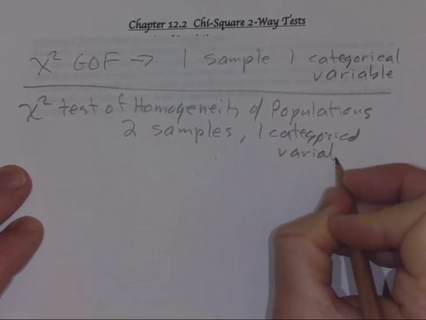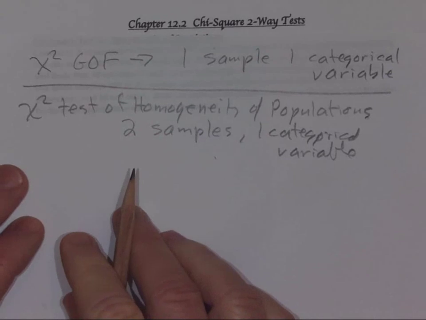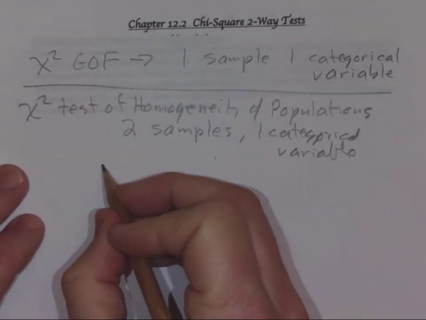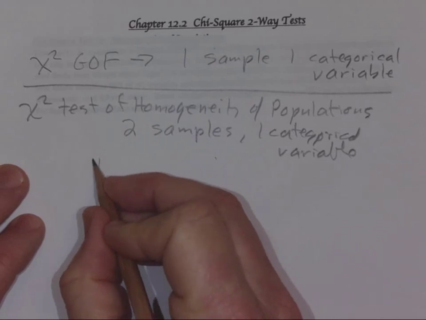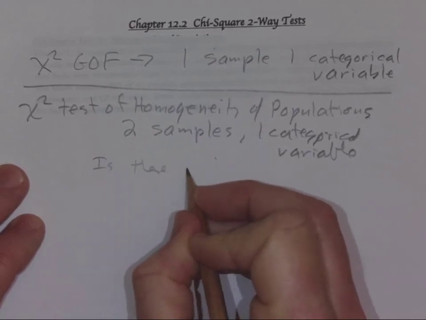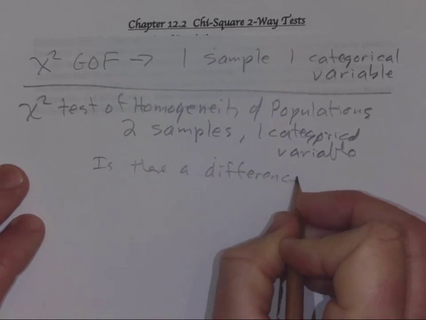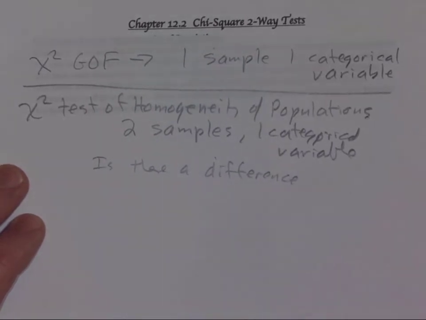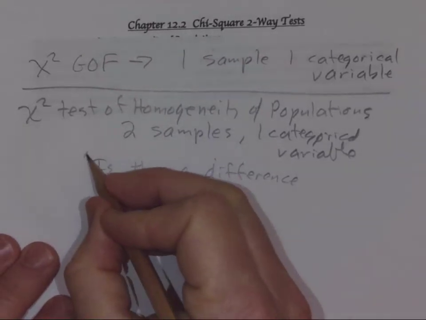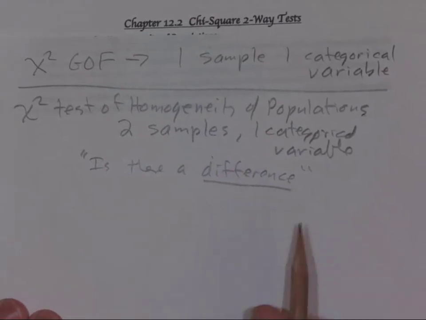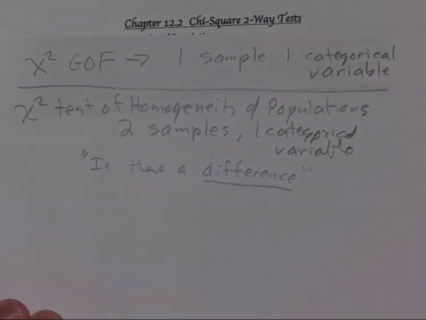And so the big word you're looking for here is, it'll ask the question, is there a difference? Is there a difference between the two populations, between the people of Alabama and the people of Mississippi in regards to a categorical variable, in regards to their religion or their political party affiliation? So, is there a difference? That's sort of the big word, and you notice there's two samples.